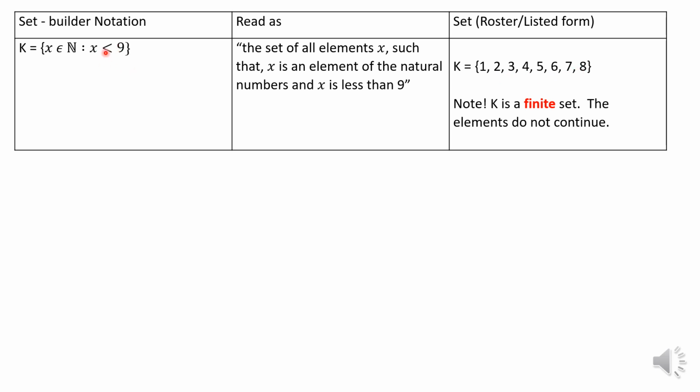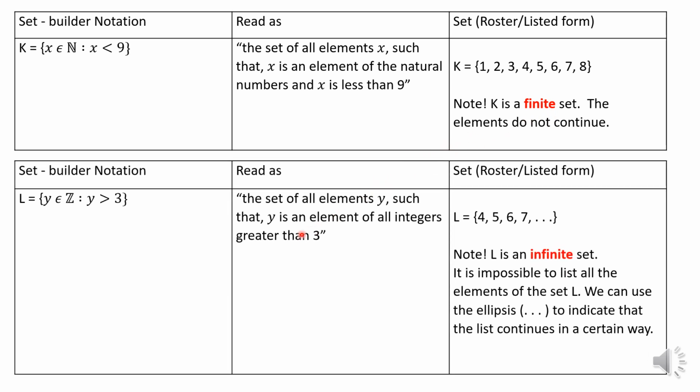Suppose this was x is less than or equal to, then we would have listed the 9. So this is also an example of a finite set. The elements don't continue. So if I bring in another one here, set L, you see here we now use a different letter. So y, all elements such that y is, first of all we know it's an integer, but then it's greater than 3.